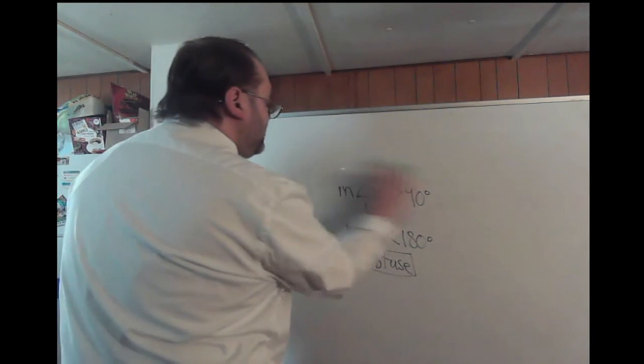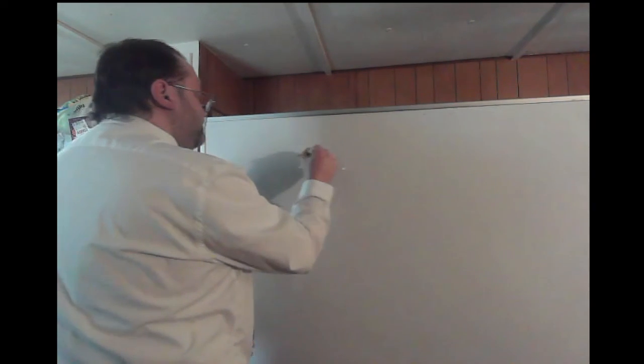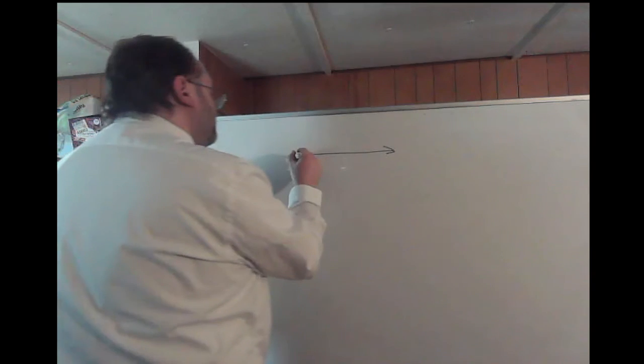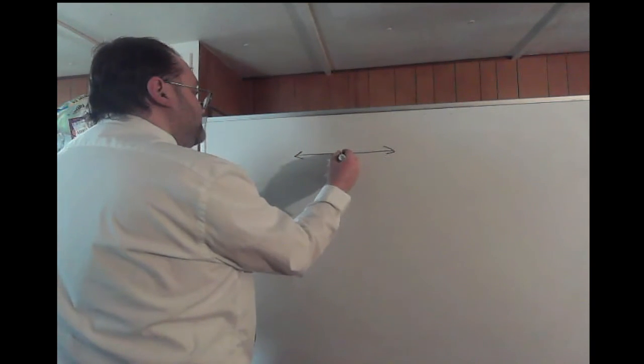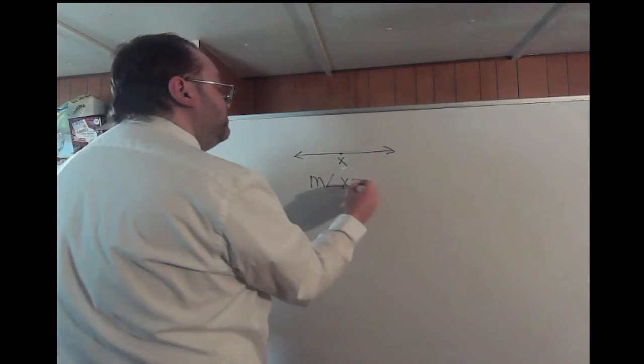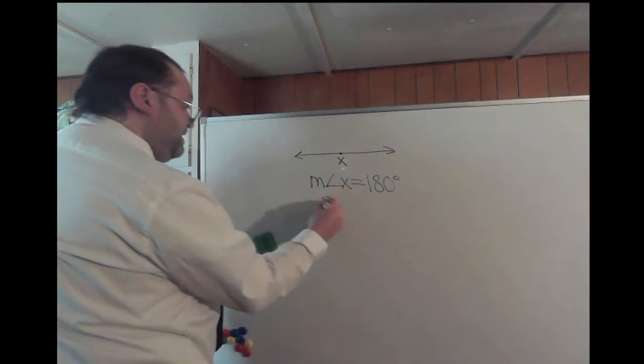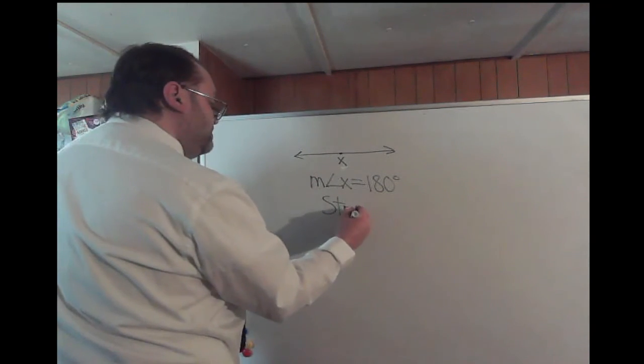And then last but not least, if you just get a straight line, we'll call this angle x. When the measure of that angle equals exactly 180 degrees, you get a straight line, it's a straight angle.